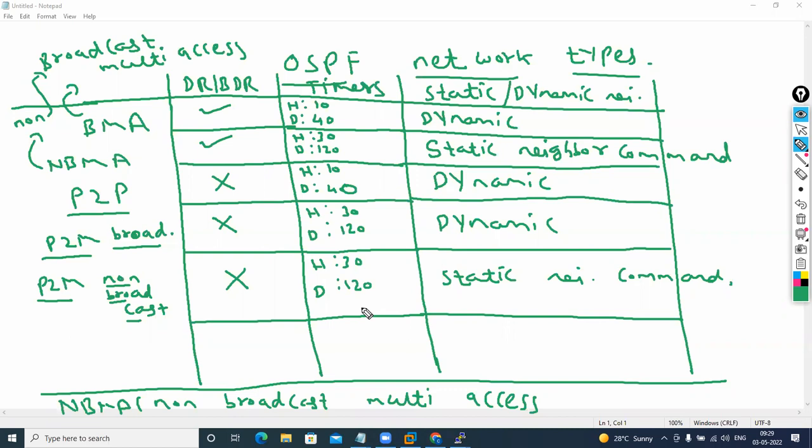So anybody has any doubts, guys? Till here you can ask me. I'm done for the day. We'll continue tomorrow. These things we will prove tomorrow. Then we'll start with area types. So day after tomorrow, your OSPF is completed.